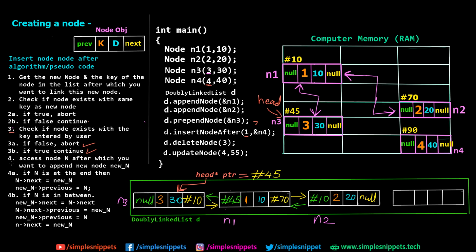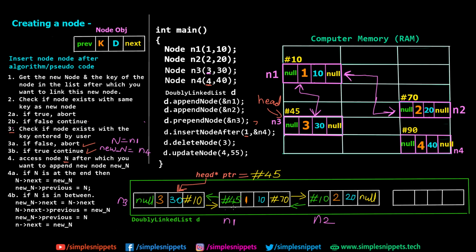Now, at step 4, what we have to do is access node n, after which you want to append the new node, new_n. Okay, so this node n is the node after which you want to append the new node. Right now, in the insert node after operation or function, n1 is basically n. So let me just write it down over here. n is equal to n1, and this new_n is the new node n4.